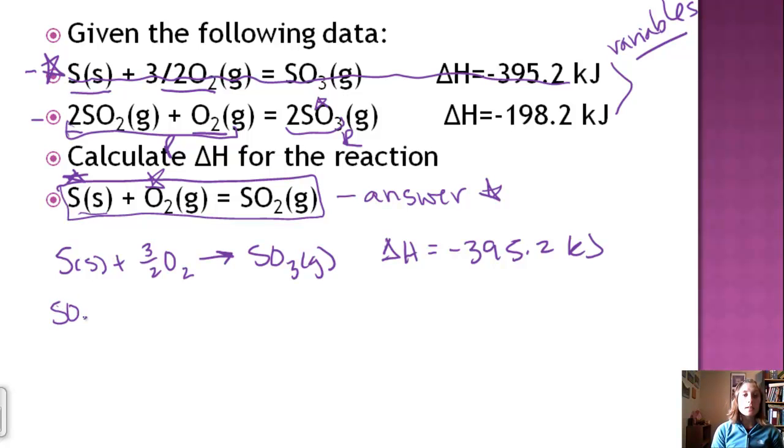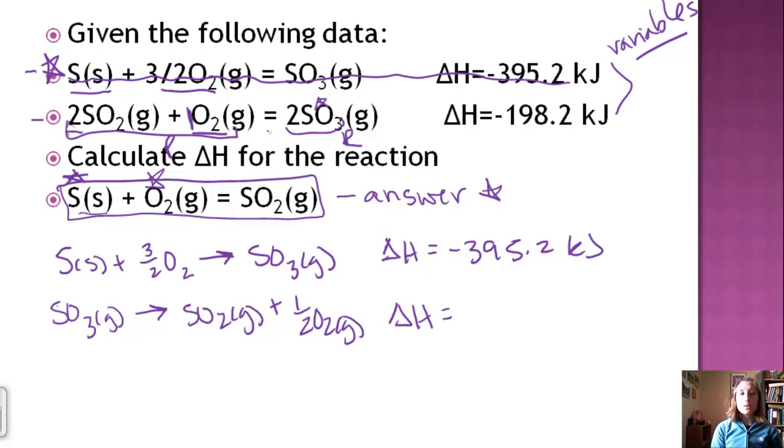So I'm going to get SO3 goes to 2. And I'm going to make these two my products, and I'm going to divide them both by 2. So 2 over 2 is 1, so I've got SO2 as a gas. Now there's 1 O2, and I need to divide it by 2. So 1/2 O2.